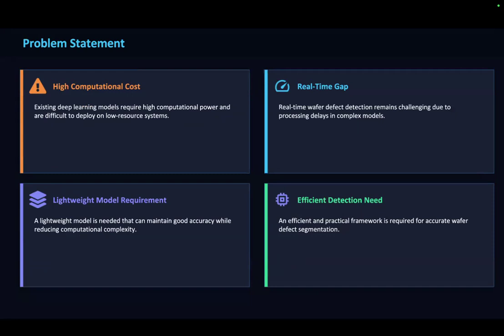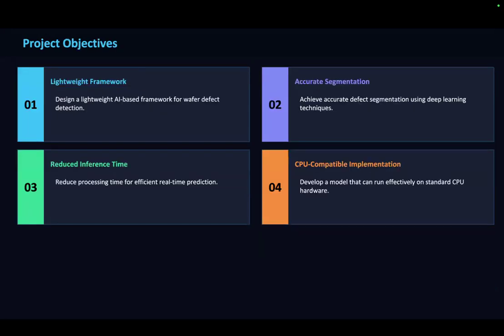That is, existing deep learning models provide good accuracy, but many of them require high computational resources. So real-time defect detection is still challenging in resource-limited systems. So the main goal was to design a lightweight framework that can maintain good segmentation accuracy while reducing computational cost. And my project objective is to develop a lightweight framework and also to achieve accuracy in defect segmentation.